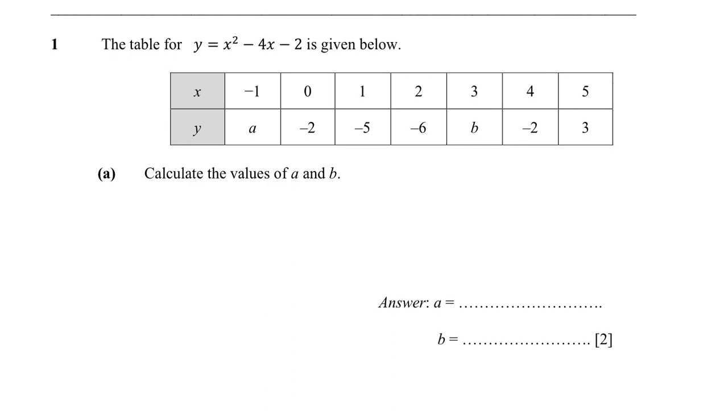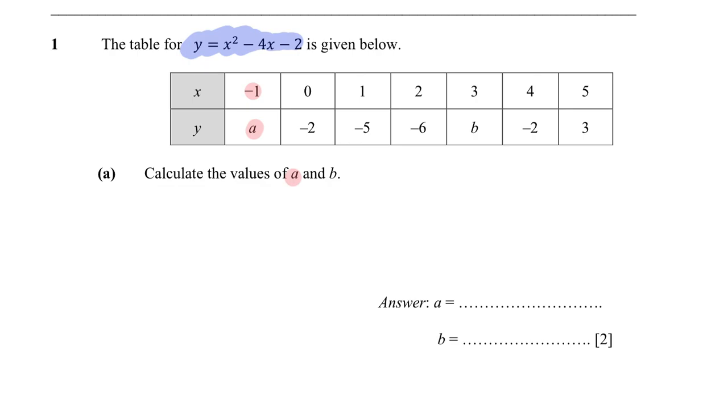Hello everyone, welcome to this part of the video where we are given, first and foremost, the equation and a table of values, alright? And we are supposed to calculate the values of A and B. So for A, the corresponding value of A would be -1 for x.